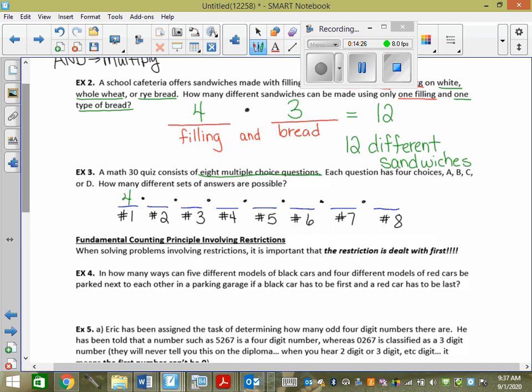4. And then what about number 2? 4. And then what about number 3? 4. Number 4. 4. And then 5. 4. Because there was no restrictions on here, right? It wasn't like, and number 8 is A, right? If they said like number 8 was A, then number 8 would only have one option, right? So people will tell me that's 4 times 8, but that's not 4 times 8, is it? That's 4 to the power of 8 is what it is.